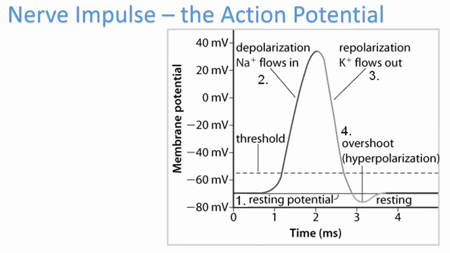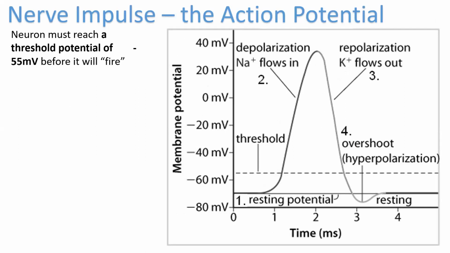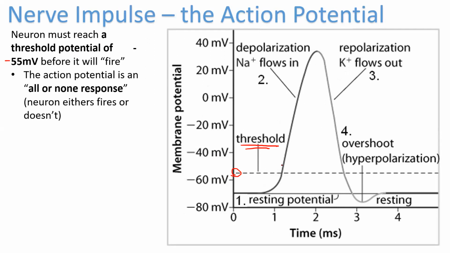Now, we've got to talk a little bit about another couple of concepts here. A neuron must reach a threshold potential of negative 55 millivolts before it will fire. That's the threshold. Once it fires, though, we have what's called an all or none response. The neuron either fires or it doesn't. As soon as it reaches that threshold, the neuron fires.